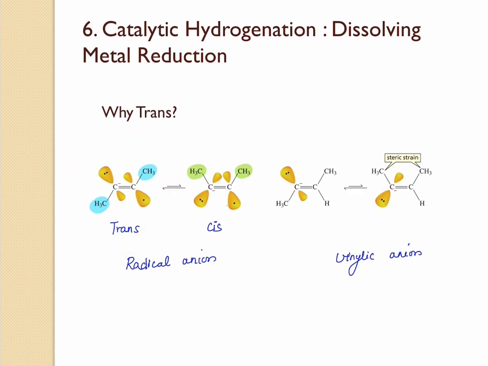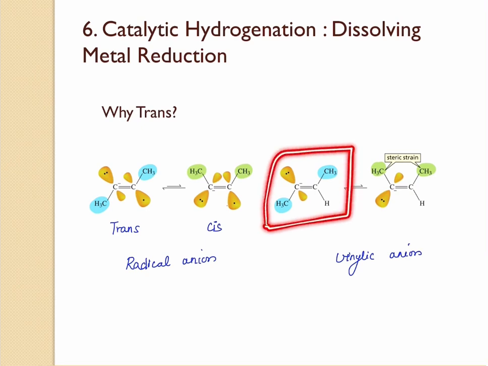Okay, here again in the vinylic anion, this is our trans isomer and this one is a cis isomer. And in the cis isomer, since the two methyl groups are closer to each other, there is going to be electronic repulsion between those two methyl substituents, right? Because of which the trans isomer is going to be favored, and therefore this is going to lead to the formation of the trans alkene.